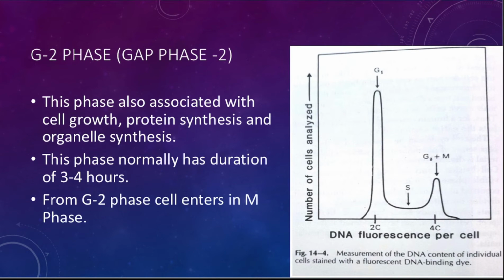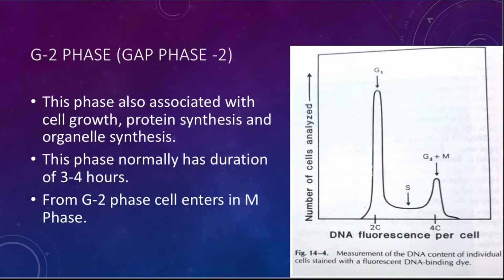So in G2 phase, what happens? This phase is also associated with cell growth, protein synthesis and organelle synthesis. This phase normally has a duration of 3 to 4 hours. From G2 phase, the cell enters M phase.